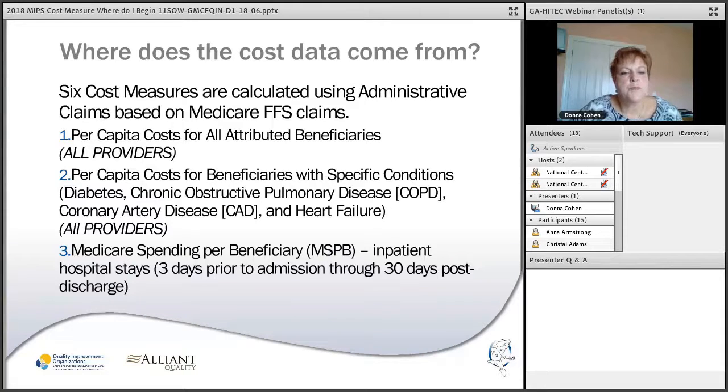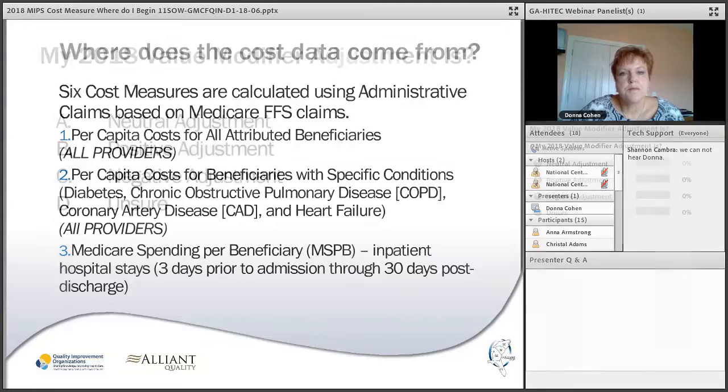Another cost measure is the per capita cost for beneficiaries with specific conditions, and those conditions are diabetes, COPD, coronary artery disease, and heart failure. And again, this is cost for all providers. And then last but not least, the Medicare spending per beneficiary. And this is the cost of inpatient hospital stays 3 days prior to admission through 30 days post-discharge, and this is for all hospital stays for those patients that are attributed to your TINs.